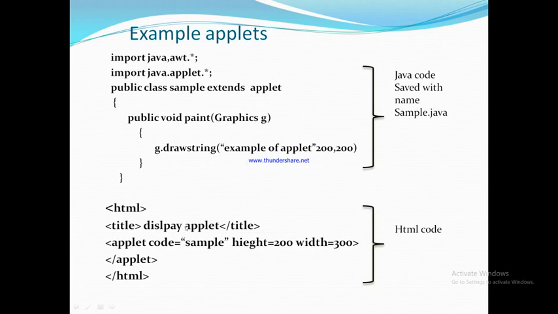First we use the applet tag, then code, and give here the name of the class we saved, that class name we have given here, and the height and width of this Java program or this example of applet, and close the applet tag. Let's see the running example of this.